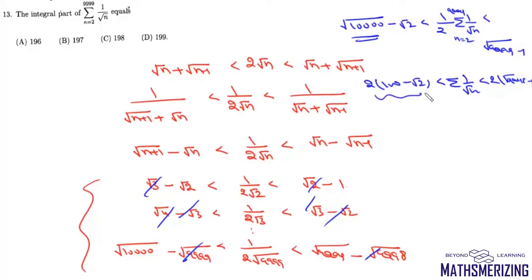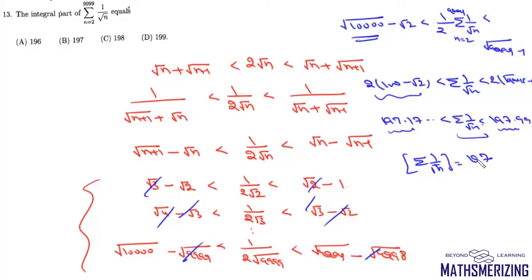Now 200 minus 2 root 2 is 197.17 something, and then this summation 1 upon under root n is less than, and this is 197.99. So this value lies between 197.17 and 197.99. So the greatest integer function of this summation 1 by square root of n will be 197, and that's your option number B.